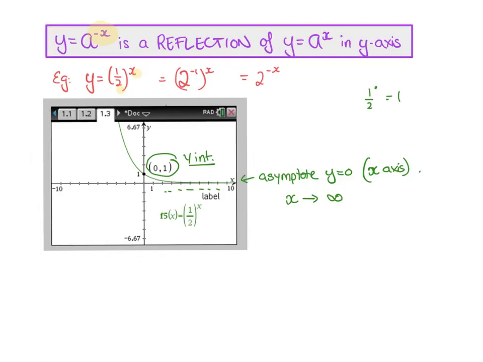As x gets bigger and bigger, y approaches 0. We can see it gets closer and closer, but it never touches. That's just like set notation for the asymptote. Okay, so we can see that we'll have this type of graph, the reflection of it.